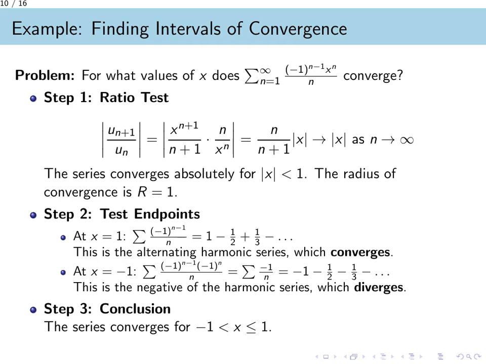At x equals 1, the series becomes 1 minus 1/2 plus 1/3, and so on. This is the alternating harmonic series, which is known to converge. At x equals -1, the series becomes -1 minus 1/2 minus 1/3, and so on. This is the negative of the harmonic series, which diverges. Therefore, the power series converges on the interval from -1 to 1, including the endpoint at 1.